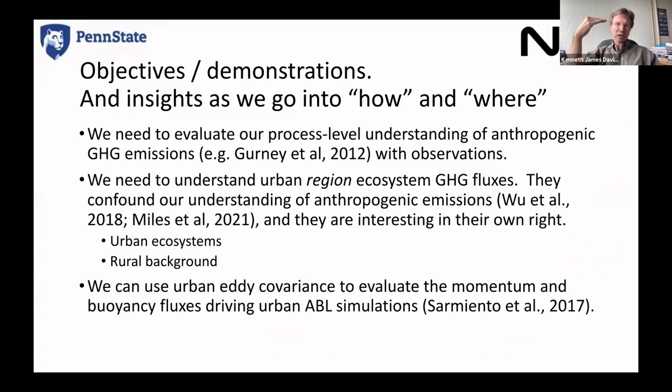We need to understand the process level performance of anthropogenic models and of ecosystem models, both in and around the urban system. And the point we're not going to go into today, which is still relevant, is that these measurements can help us understand the momentum and energy fluxes that drive the boundary layer that we need to simulate the greenhouse gas budgets.